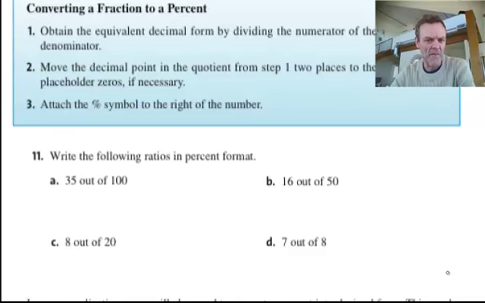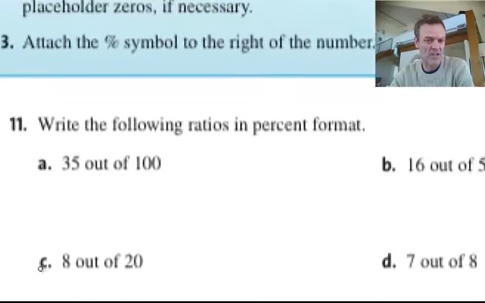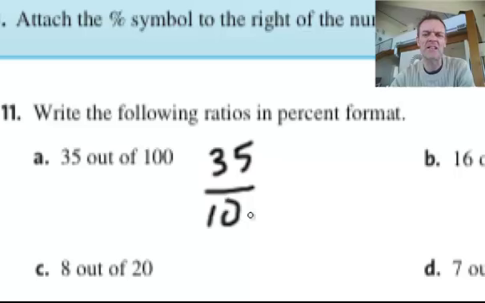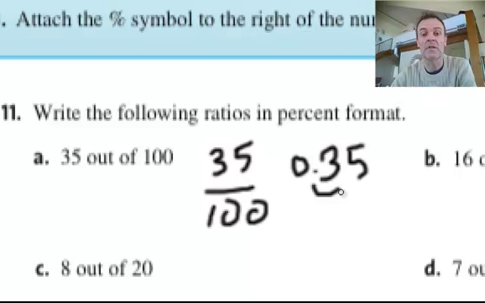Now a lot of you might already know that if you look at, say, question 11a, 35 out of 100, well, that really in some ways is already telling you what the percent is, because all percentages are out of 100, so that's 35%. But if you put it in your calculator, 35 divided by 100, you'd get 0.35. Then remember, move 2 places to the right: 35%.